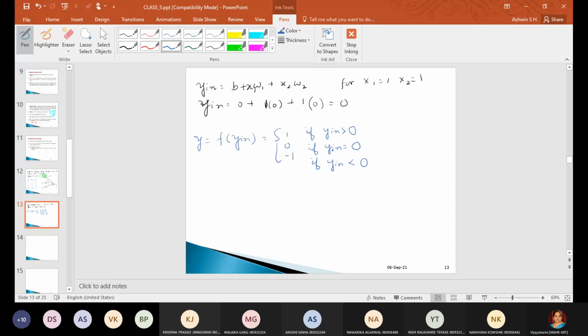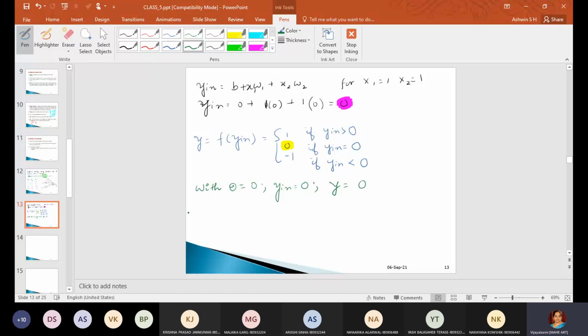Now with theta equal to 0, y in is 0. So y is equal to 0 here. Now with this y in, I just color it. So y in is 0. So what happens now? Our y value, this condition is satisfied. So we can write that with the threshold value equal to 0, my y in calculated is 0. So hence I have got the output y equal to 0, right?